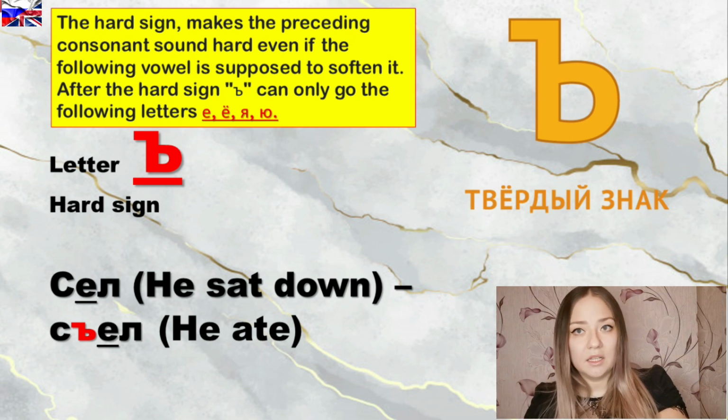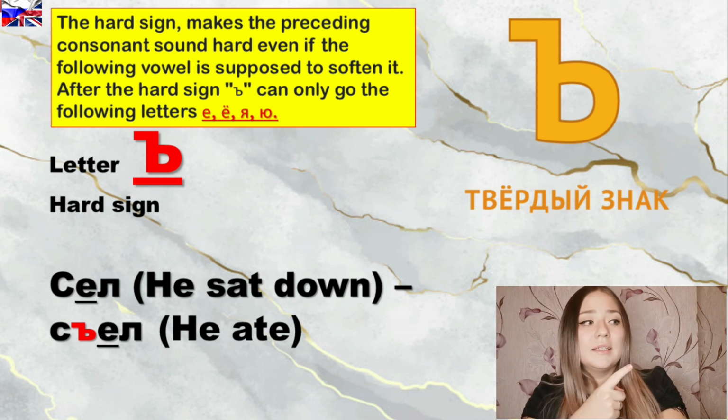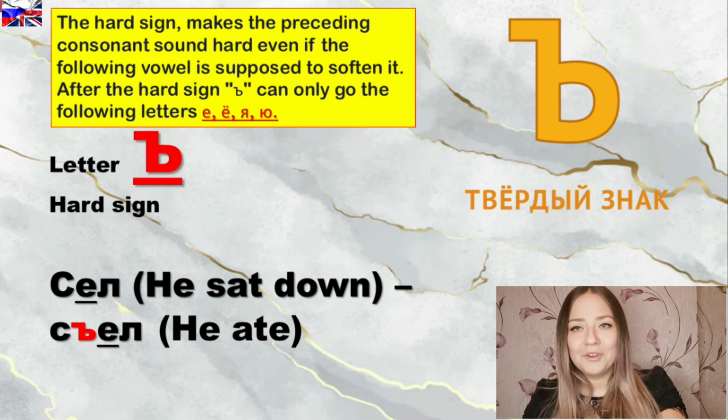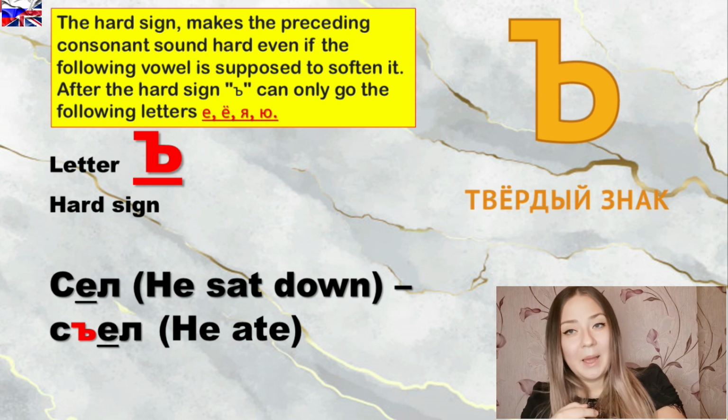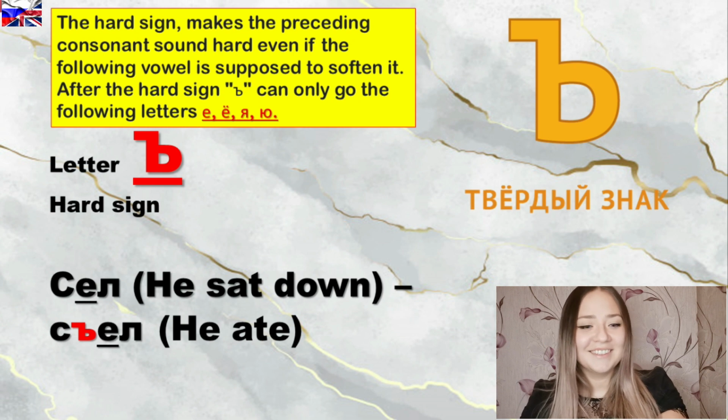So съел. The first consonant in the first word, S, sounds soft, right? Just listen. Сел, сел. See, the consonant S sounds very soft, thanks to the vowel ye. But when we put the hard sign, it sounds съел, съел. So the consonant S is no longer soft. It sounds hard, right? Съел, сел, съел, сел, съел. Hope you see the difference.